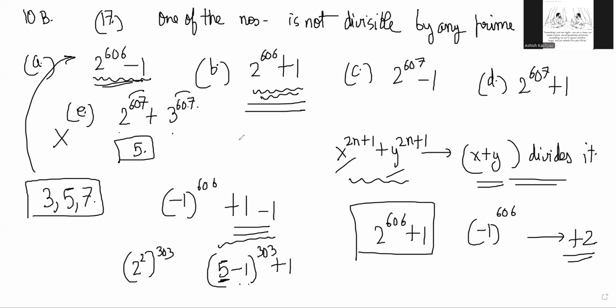it will be 303C303, 5 to the power 0, minus 1 power 303, right? This is 1, this is -1, plus 1. So it is divisible by 5. Oh, it is divisible by 5, yeah. How did I start off by doing 5? I wrote it as a 4 power 303.